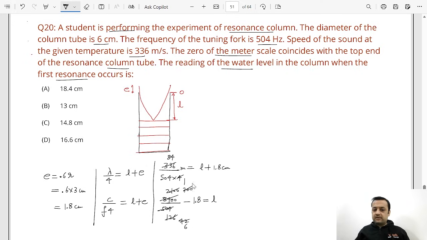7 into 6, 7 into 100. 100 by 6 is how much? 50 by 3. 50 by 3 minus 1.8 should be equal to L. This becomes 16.66 minus 1.8 centimeter. So 16.66 minus 1.8 will be nearly 14.8. We can say the best option is C.